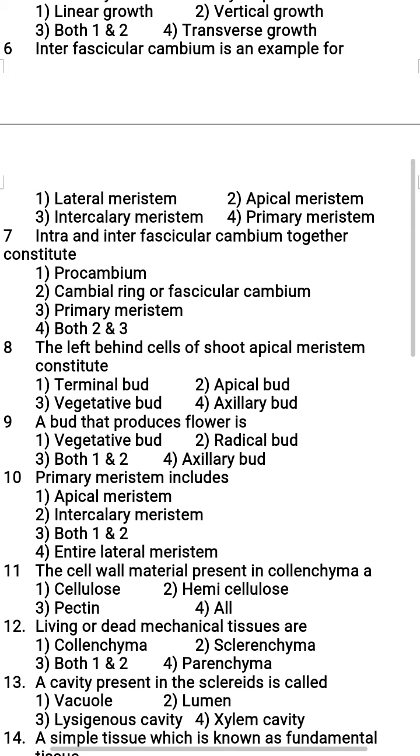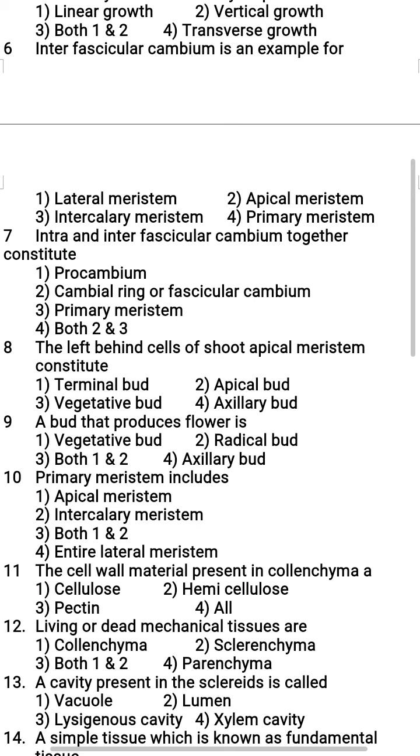Next, eighth question. The left behind cells of shoot apical meristem constitute. Students, we had a discussion about this one in our class. Could you identify the answer? Let's see first of all options. Option 1, terminal bud. Option 2, apical bud. Third one, vegetative bud. And fourth one, axillary bud. Then the correct answer is fourth option, axillary bud.